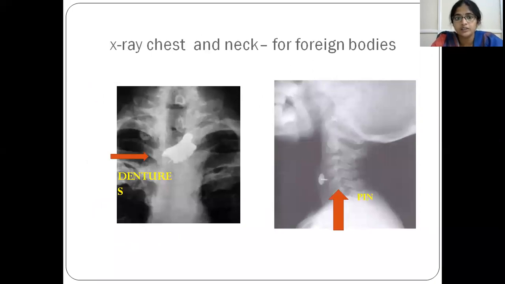This image suggests a foreign body ingestion. These are X-rays of the chest and neck. Foreign body ingestion: this pin is located in the pharynx. These dentures are in the upper esophagus.